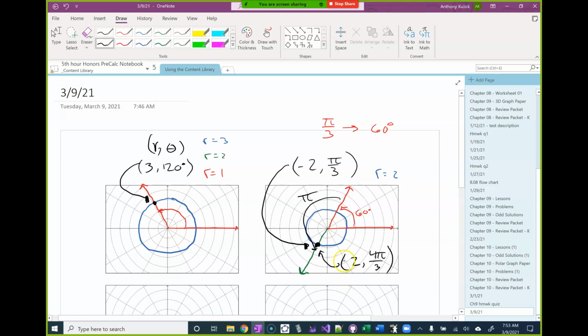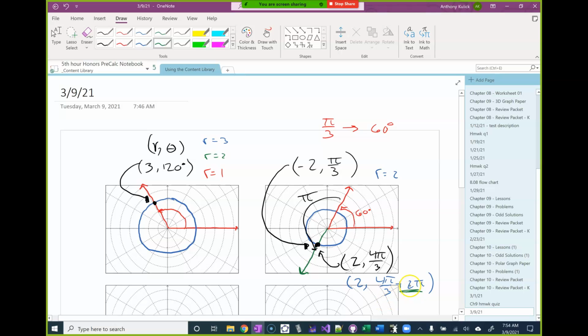What if I wanted to also plot the point 2, 10 pi over 3? Well, let's maybe write it a little bit more intuitively. Let's write it that way. What can we say about that? Ben? Yes, very good. Exactly right.